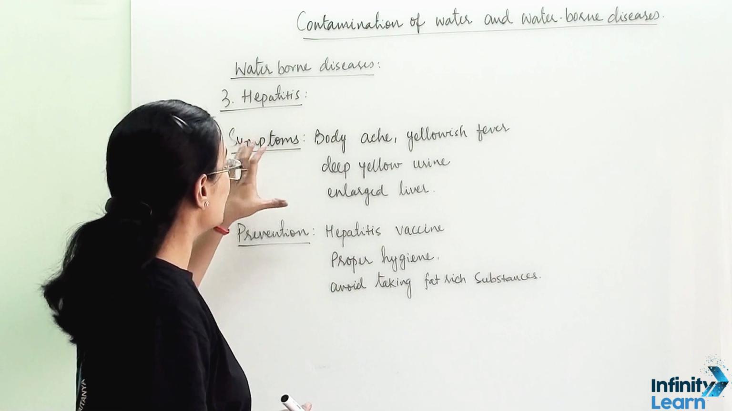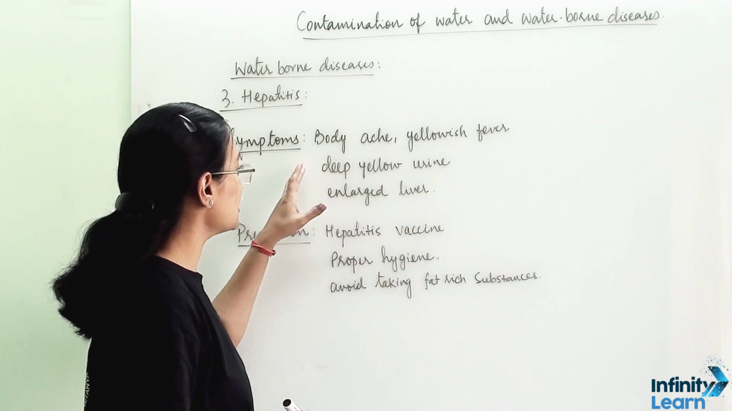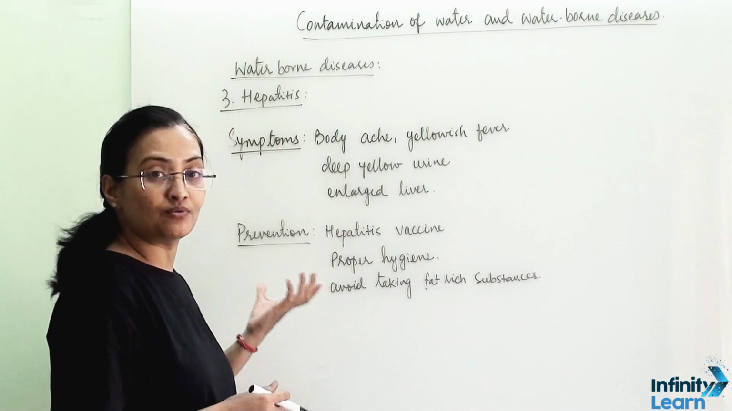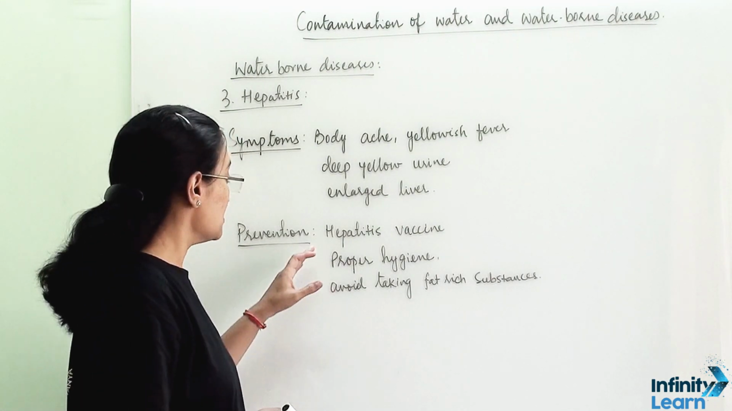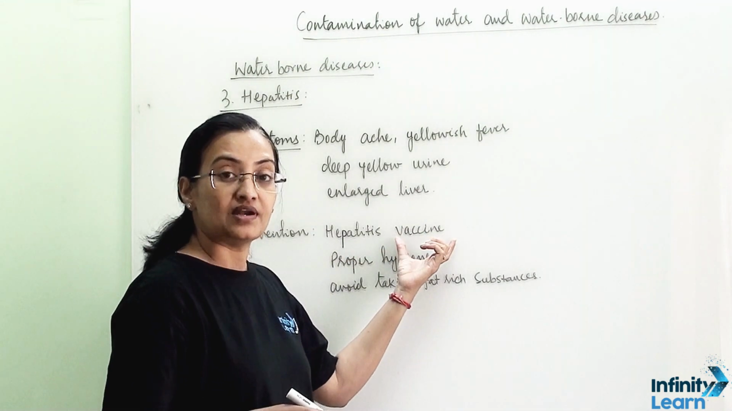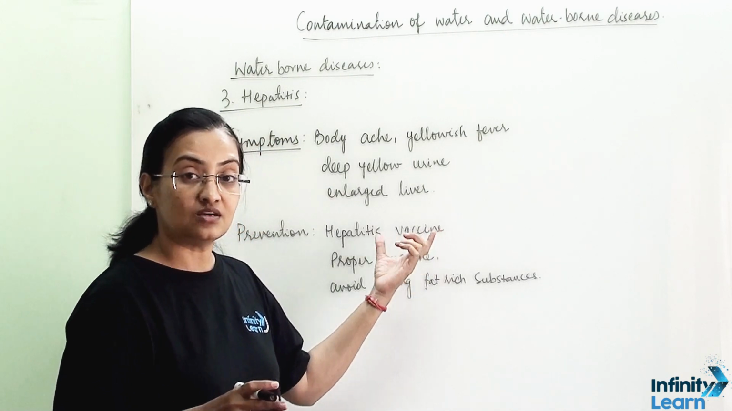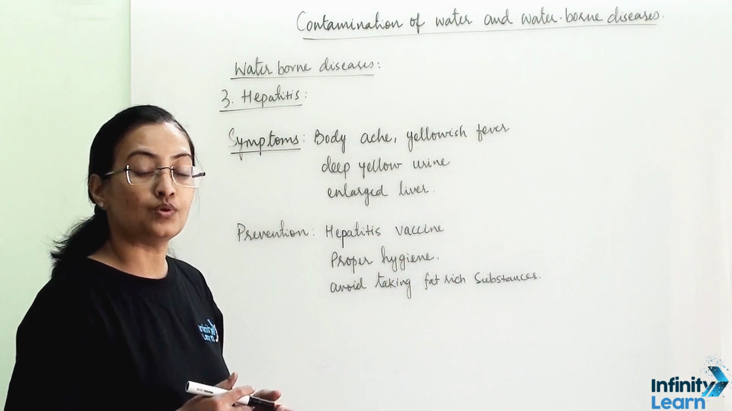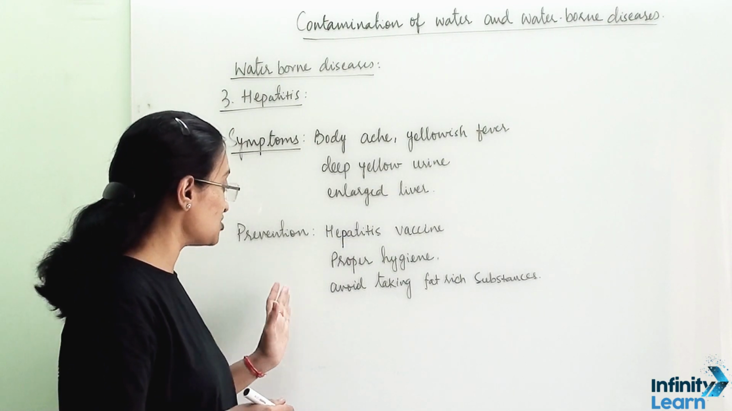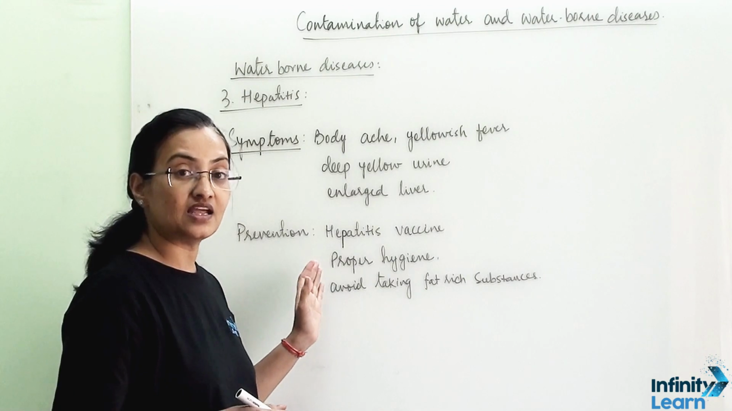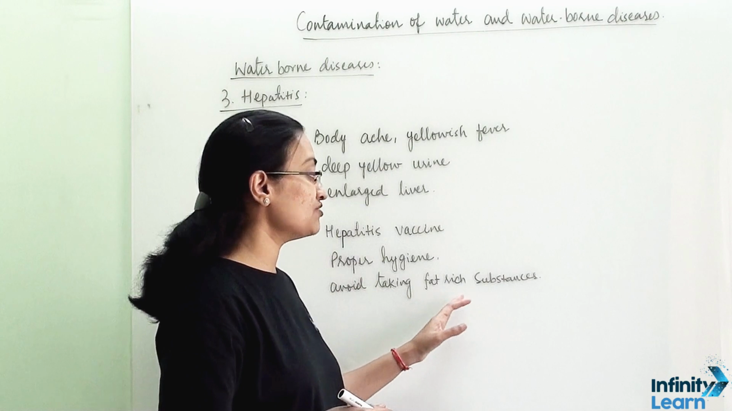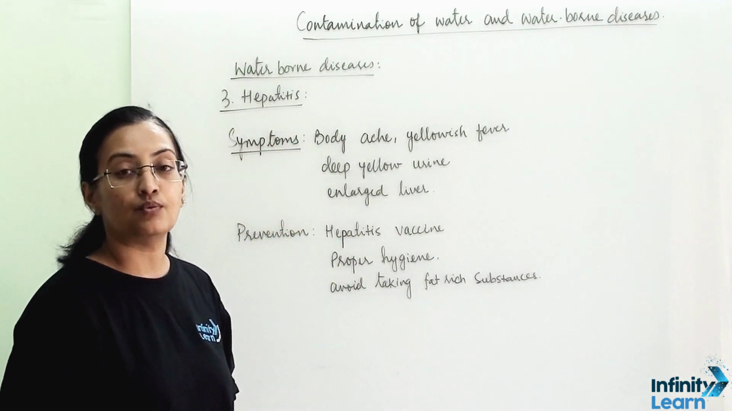Hepatitis symptoms include body ache, yellowish fever, deep yellow urine and an enlarged liver. So how can we prevent hepatitis? We can prevent hepatitis via vaccination. Hepatitis vaccines are readily available in the market, and via vaccination we can prevent this disease. There are other precautionary measures which we can take, like maintaining proper hygiene, and we have to avoid taking fat-rich substances so that we can prevent this disease.